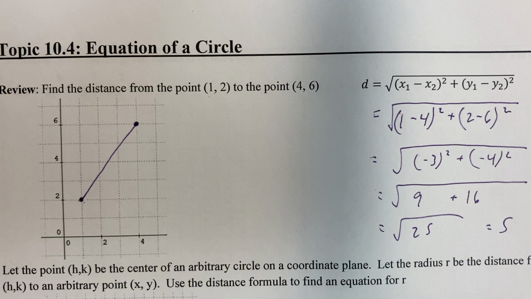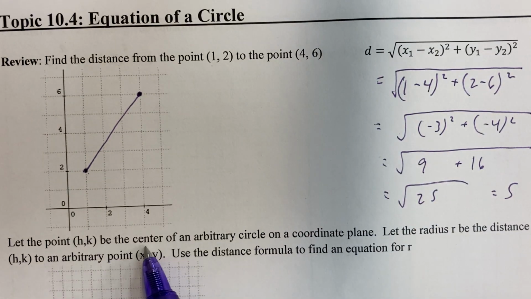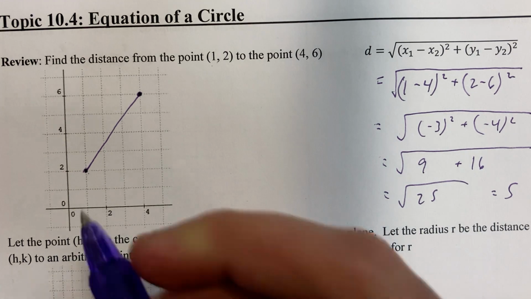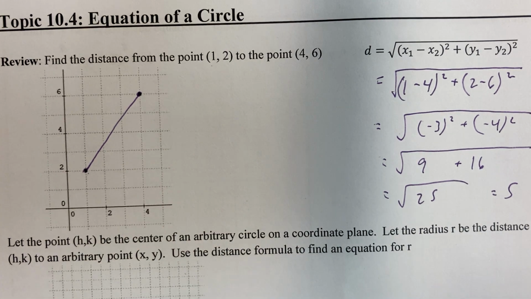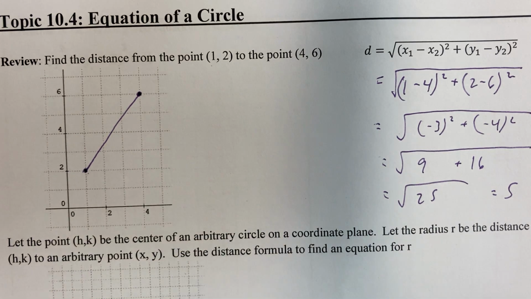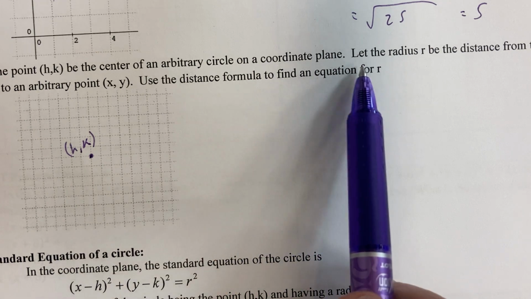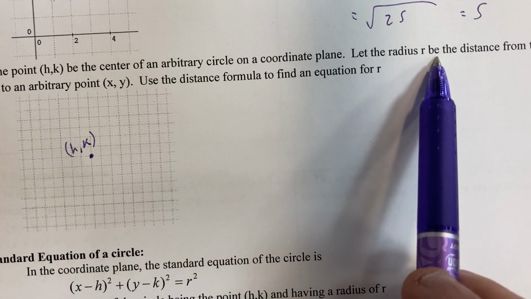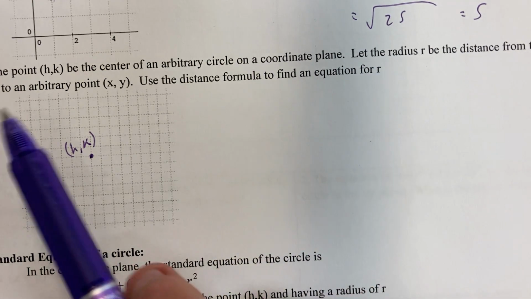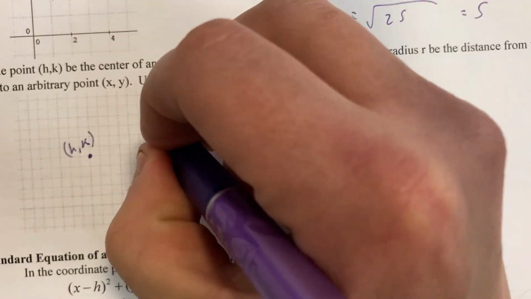Well, we're going to use this equation. Let the point (h, k) be the center of any arbitrary circle. So let's put it right there. Let's call this the point (h, k), right there in my graph. Let the radius be the distance from the point (h, k) to an arbitrary point (x, y). So let's say I put (x, y) over here.